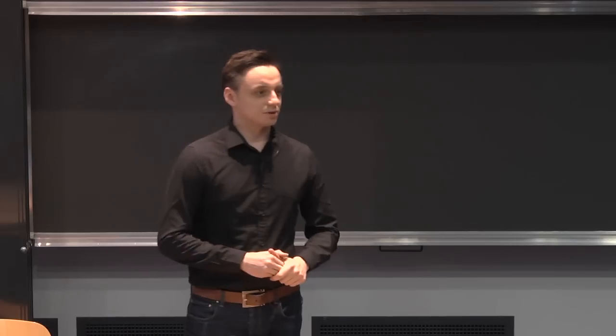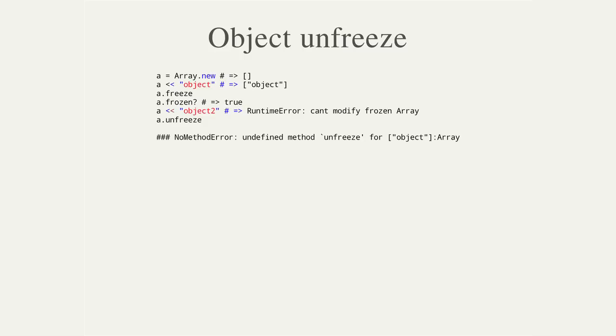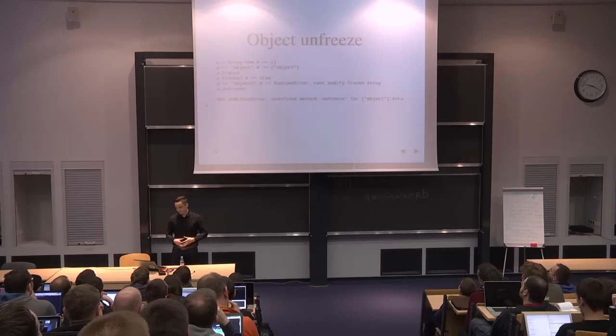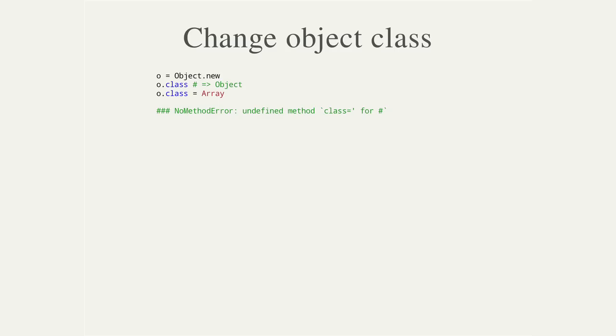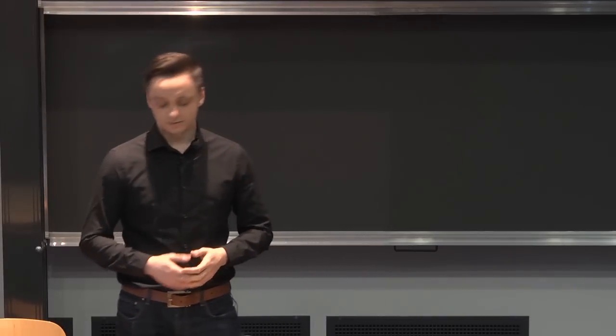Next thing is object unfreeze. In the standard library, you have only the freeze method on each object, but you can't unfreeze an object. How annoying is that? And next, you can't easily change the class of an object, even when you know that the internal representation of the object is the same and only the methods are different, so why not?